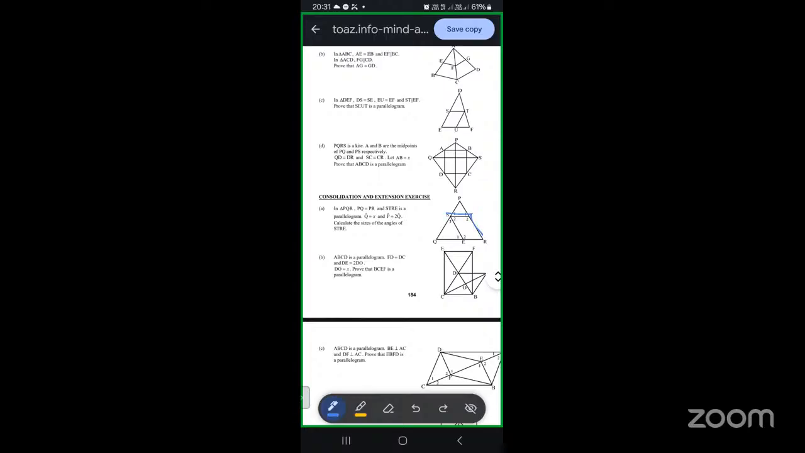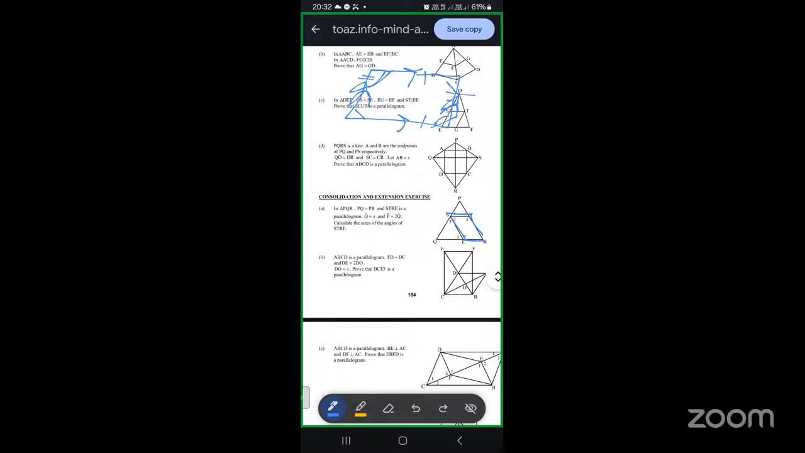STRE is this one here. They are saying that is a parallelogram. So we know that a parallelogram is a quadrilateral of this shape. This is parallel to that. This is parallel to that. And this is equal to that. This is equal to that. And this side is equal to that side. This side is equal to that side.